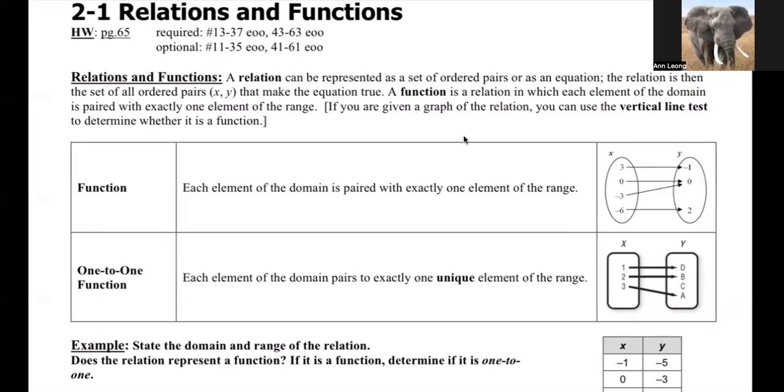All right, so a relation is just a general relationship between two variables, and usually it's like a set of ordered pairs or an equation or a graph. And there's no real rules to it, so it's just very general.